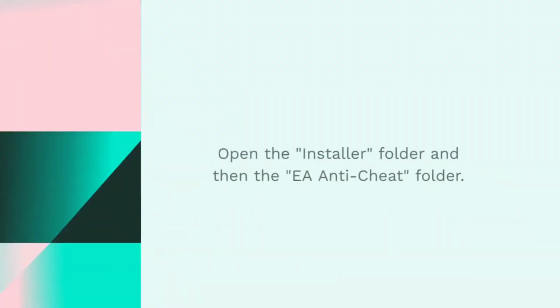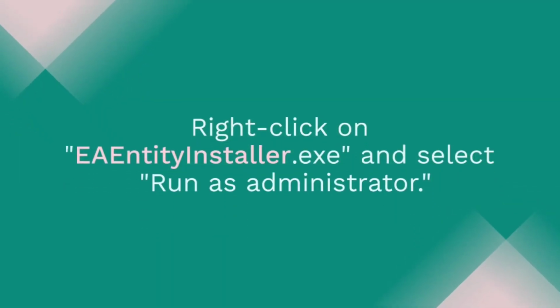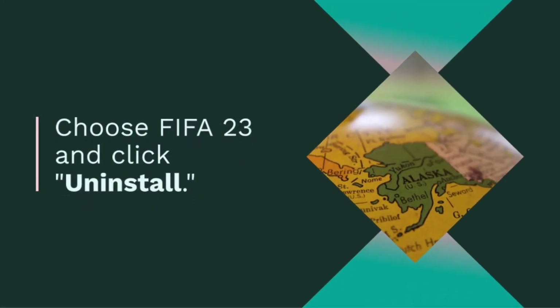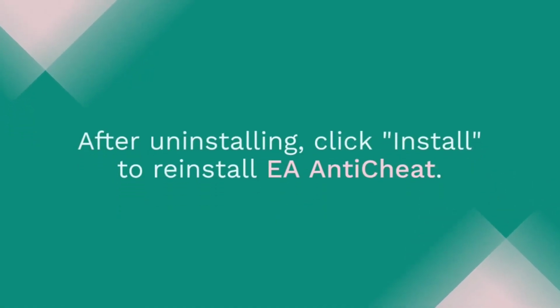Open the Installer folder and then the EA Anti-Cheat folder. Right-click on eaentityinstaller.exe and select Run as Administrator. Choose FIFA 23 and click Uninstall. After uninstalling, click Install to reinstall EA Anti-Cheat.